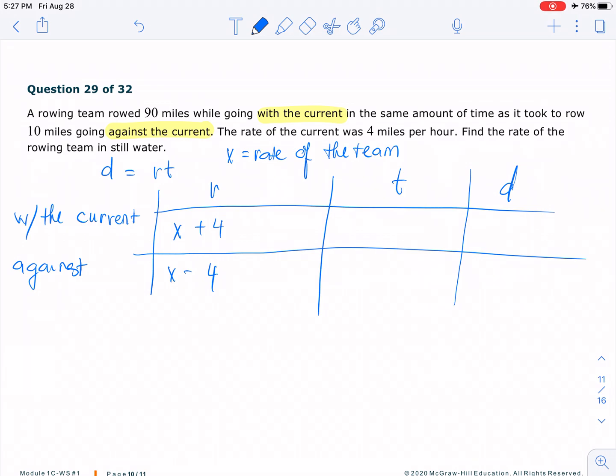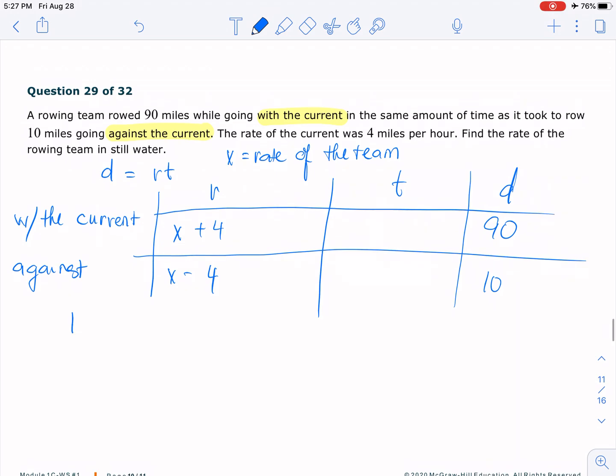We have the distance is 90 miles. We have the distance here is 10 miles. The problem is we don't have the time, but you can solve it because t is just going to be d over r. So I'm going to put d over r, d over r. Now what I have right here is the rowing team rowed 90 miles while going with the current in the same amount of time as it took to row 10 miles going against the current.